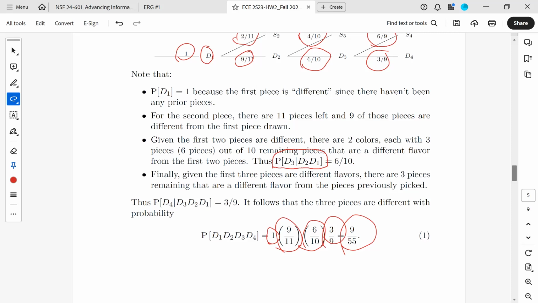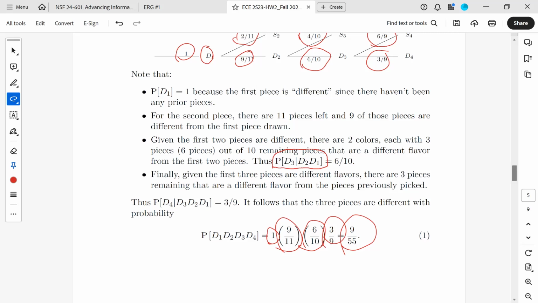Is that clear? Now, this kind of probability, we call it conditional probability. We are going to go deep into conditional probability after the midterm. This is going to be the third chapter of our discussion. But I wanted to introduce the concept of conditional probability.